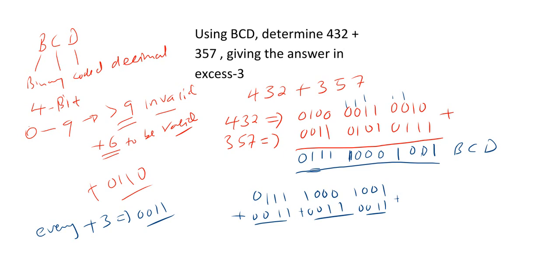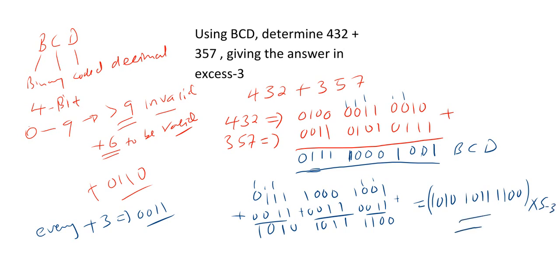So when we add 3, we have 0 carry 1, 0 carry 1, we have 1 1. Then we have 1101, we have 0 carry 1, 1 plus 1 is 0, 0 plus 1 we get 1, we had carried 1. We have 0 carry 1 1. So our answer will be 1010, 1011, 1100, and this is in excess-3. So that is our solution for that question.